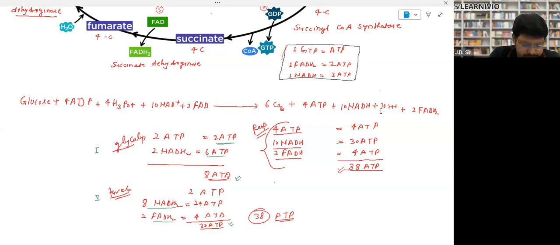Done, Martin? Yes. Note down after the second note down.